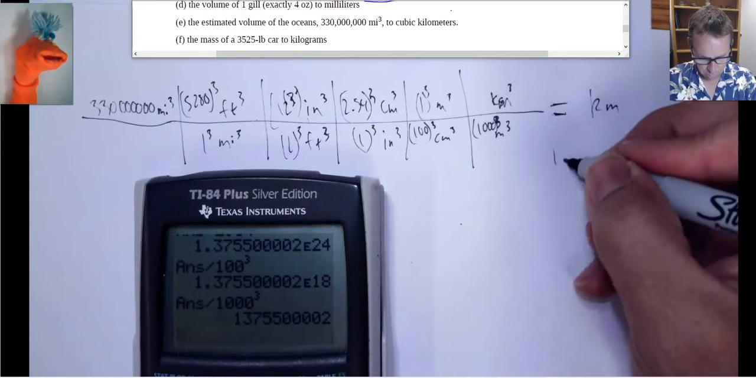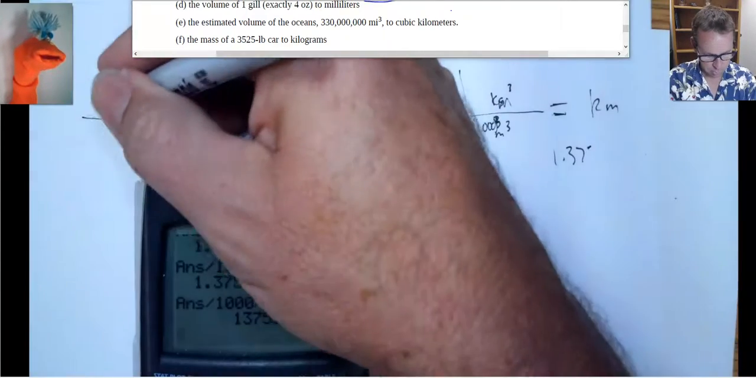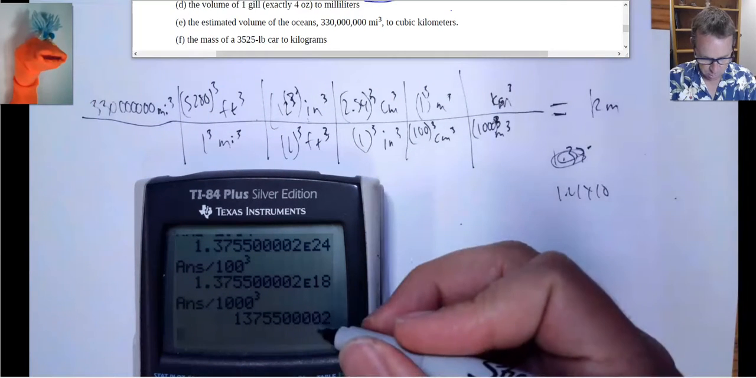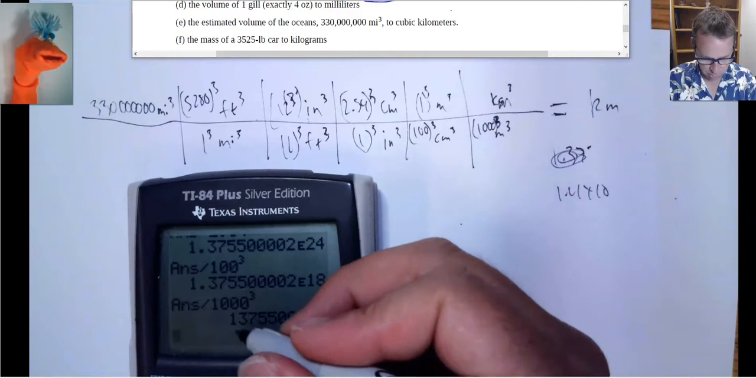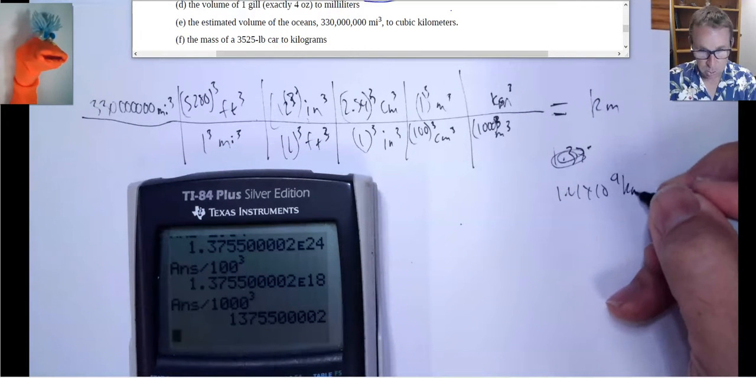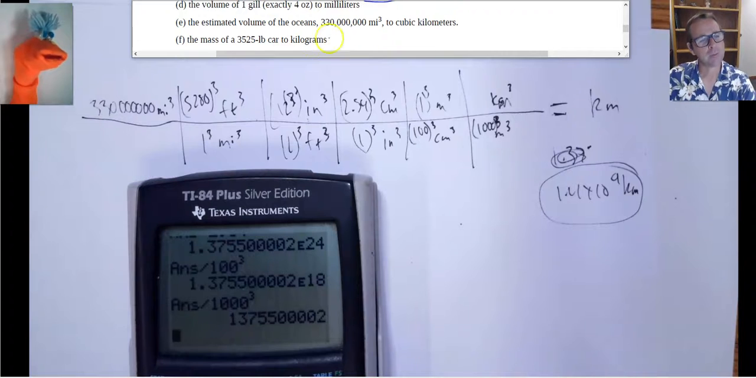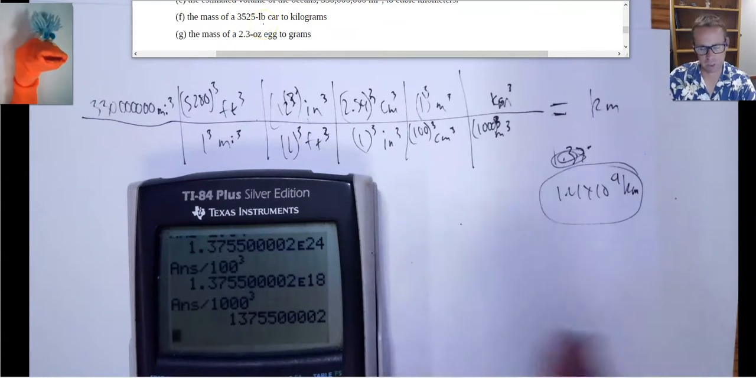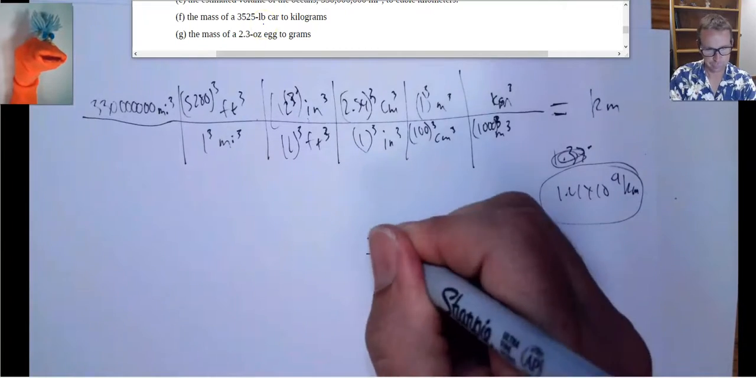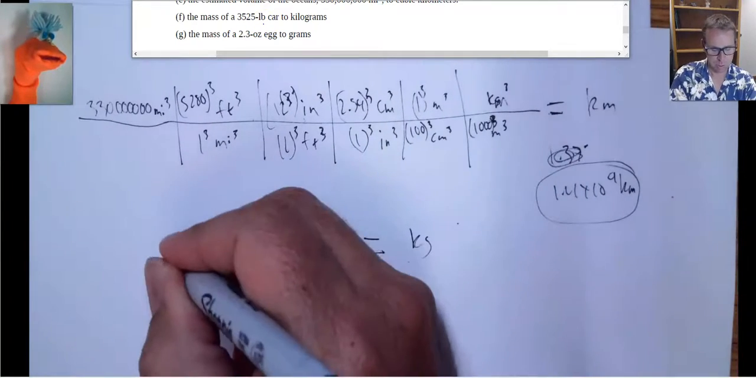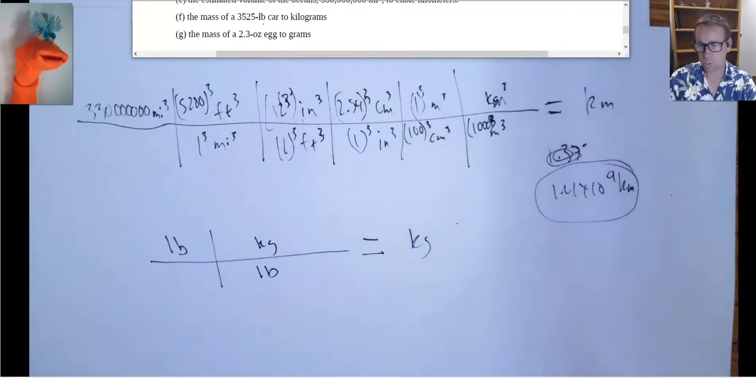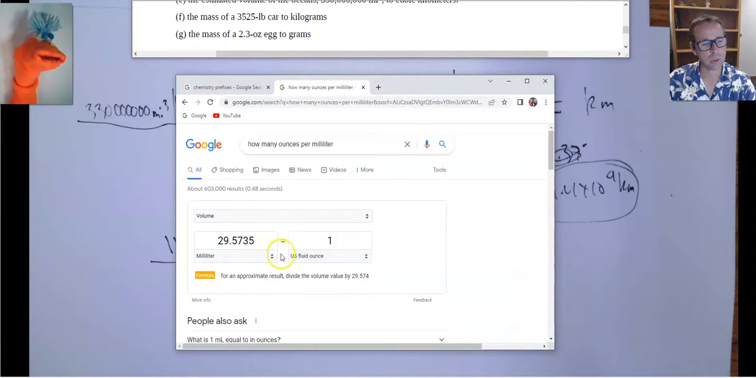All right, so we got 1.37, only 2 significant digits, so 1.4 times 10 to the 9th kilometers cubed. Okay, good job. The mass of a 3,525 pound car in kilograms. Pounds, how many kilograms? Was it 2.2, something like that? Yeah, something like that. So probably 2.25.